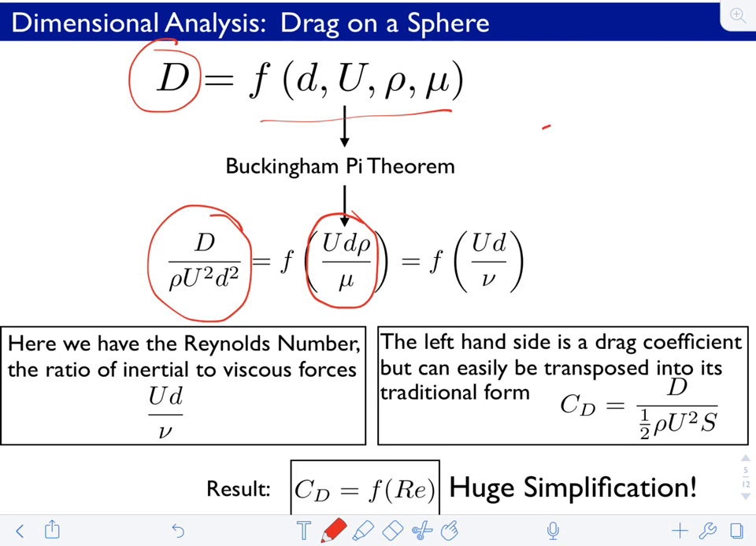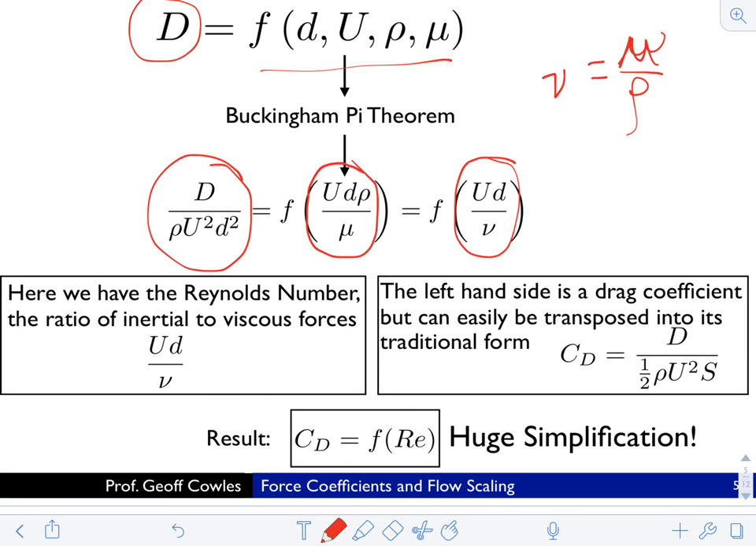And we can simplify this because we can write the kinematic viscosity of the fluid as simply the dynamic viscosity, mu over rho, which simplifies it into this expression, which at this point you might recognize as being a kind of Reynolds number.